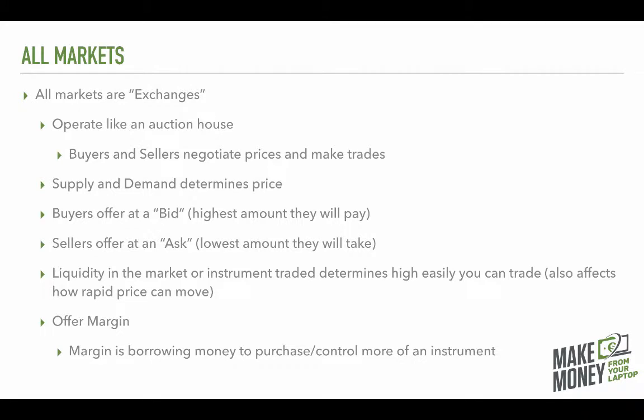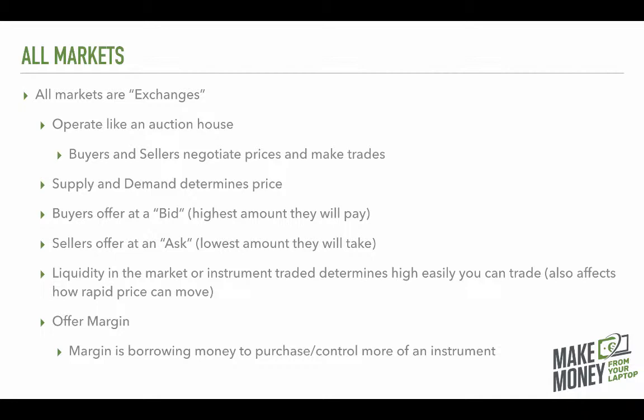All markets are exchanges. They basically operate like an auction house. You've got buyers in the market, you've got sellers in the market. They negotiate prices and make trades at levels that they're willing to do business at. Supply and demand is what determines price. It's really the only thing that determines price. You've got to have buyers and you've got to have sellers in order to have an active market.